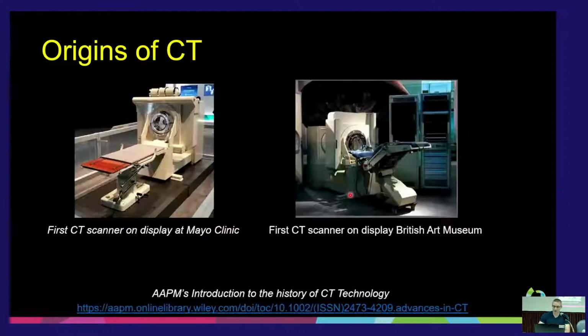The first body CT scanner was developed about 5 or 6 years after the head CT scanner. The second clinical CT scanner was installed in the US at the Mayo Clinic. Here is a picture of the scanner displayed there at the Mayo Clinic. And here is an example of the picture of that first CT scanner that was used in Wimbledon, England.